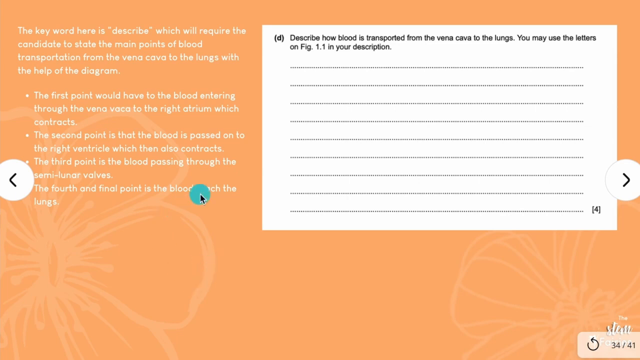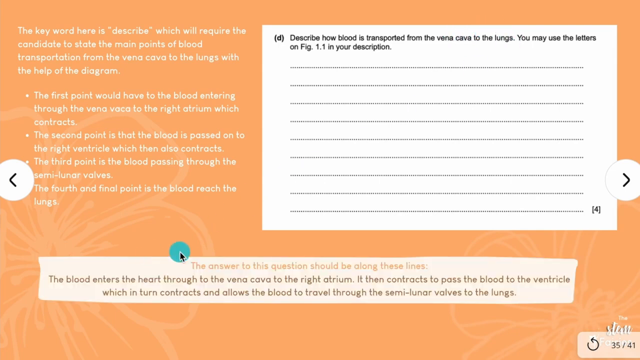This is a clear description of the route that the blood takes all the way from the vena cava to the lungs. Therefore, the answer to this question should be along these lines. The blood enters the heart through the vena cava to the right atrium. It then contracts to pass the blood to the right ventricle, which in turn contracts and allows the blood to travel through the semilunar valves to the lungs.